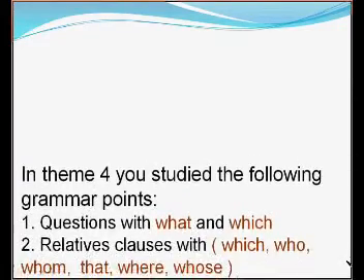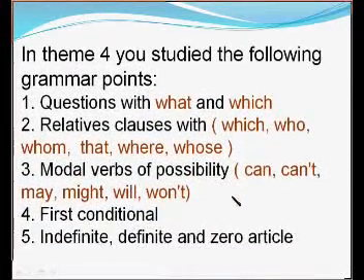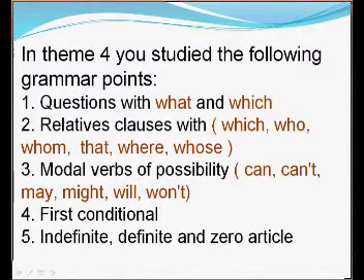In theme 4, you studied the following grammar points. So we have mainly 5 grammar points to cover today. First one is questions with what and which. Number 2 is relative clauses with which, who, whom, that, where, or whose. Number 3, modal verbs of possibility, such as can, can't, may, might, will, and won't. Number 4 is the first conditional sentences. Number 5 is the indefinite, definite, and zero articles.